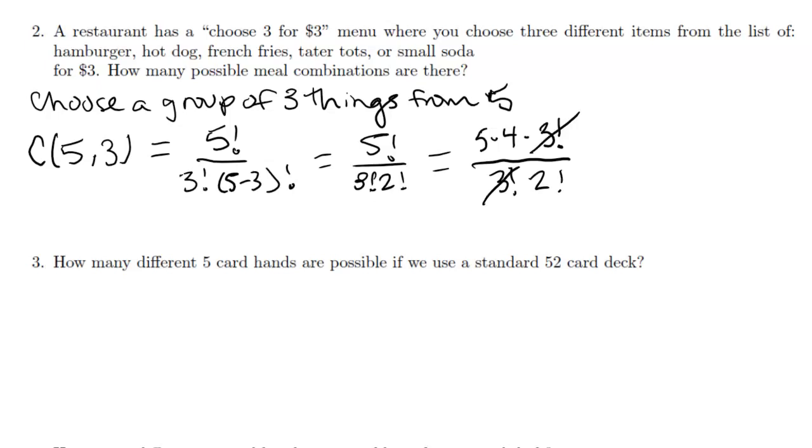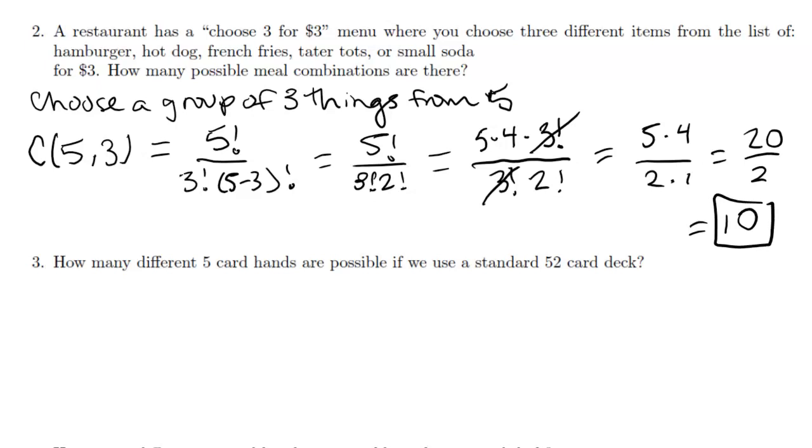So cancel the 3 factorials, so we're left with 5 times 4, all over 2 times 1, which is 20 divided by 2, which gives us the total number of meal options being 10, which is the same thing that we found for our activity question. And the reason is because we're counting them in the same way. Both of them are 5 choose 3.